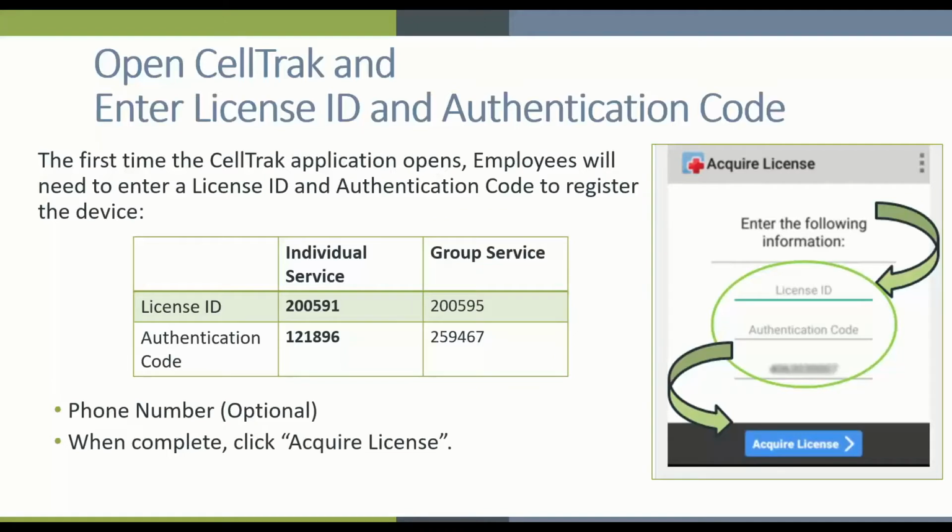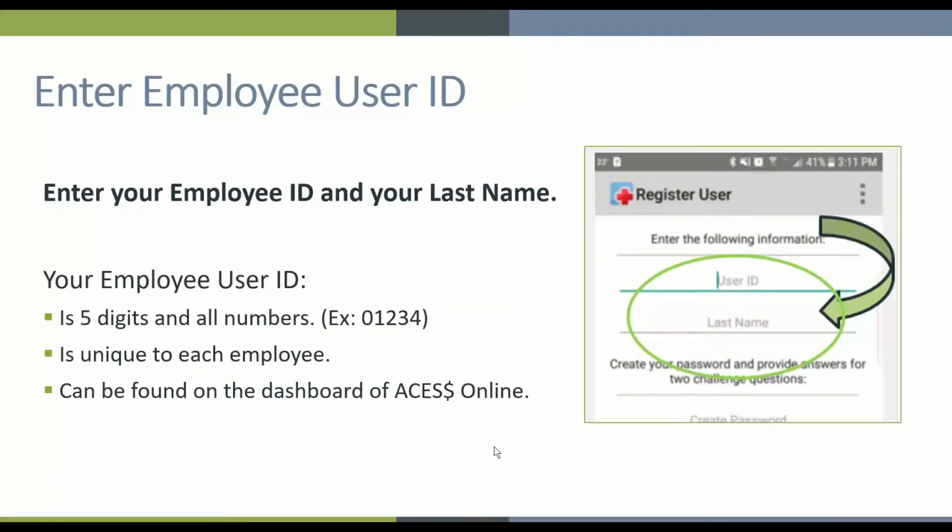These codes are also included in the user guides on how to register. It does ask for a phone number, but that's completely optional. If you're on a tablet, an iPad for example, there's typically no phone number associated with those, and that's okay. These codes help tell CellTrack what program, this is the Wyoming Self-Direction Program. Now, the next screen is, okay, we know you're in Wyoming. Now, who are you? What is the employee's user ID and last name?